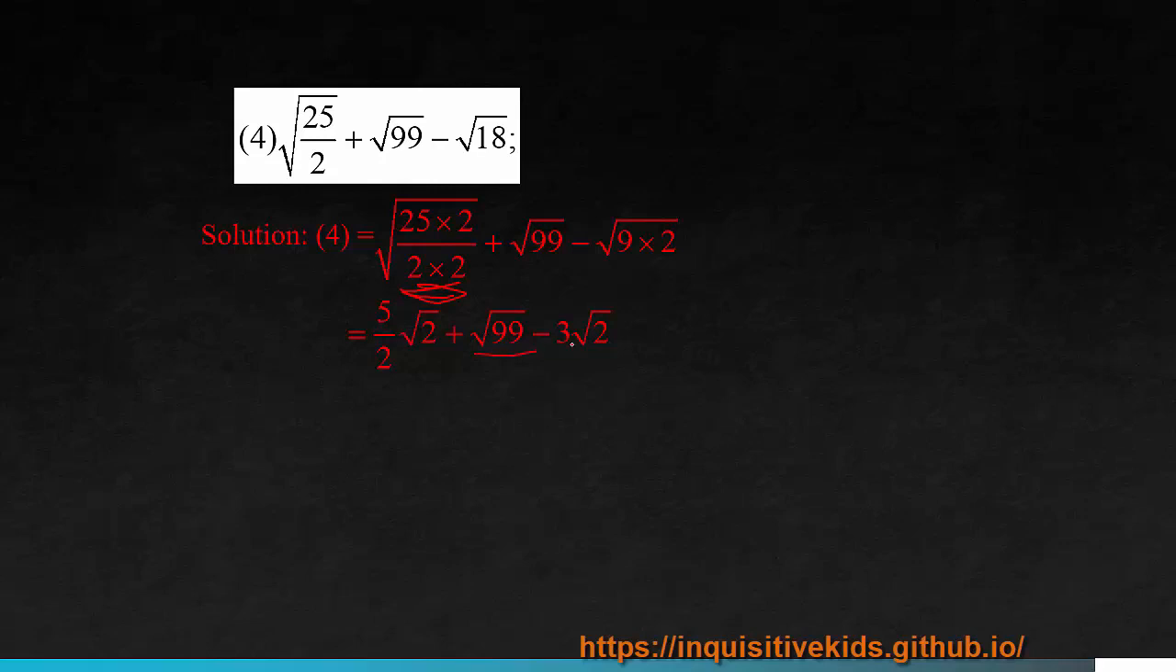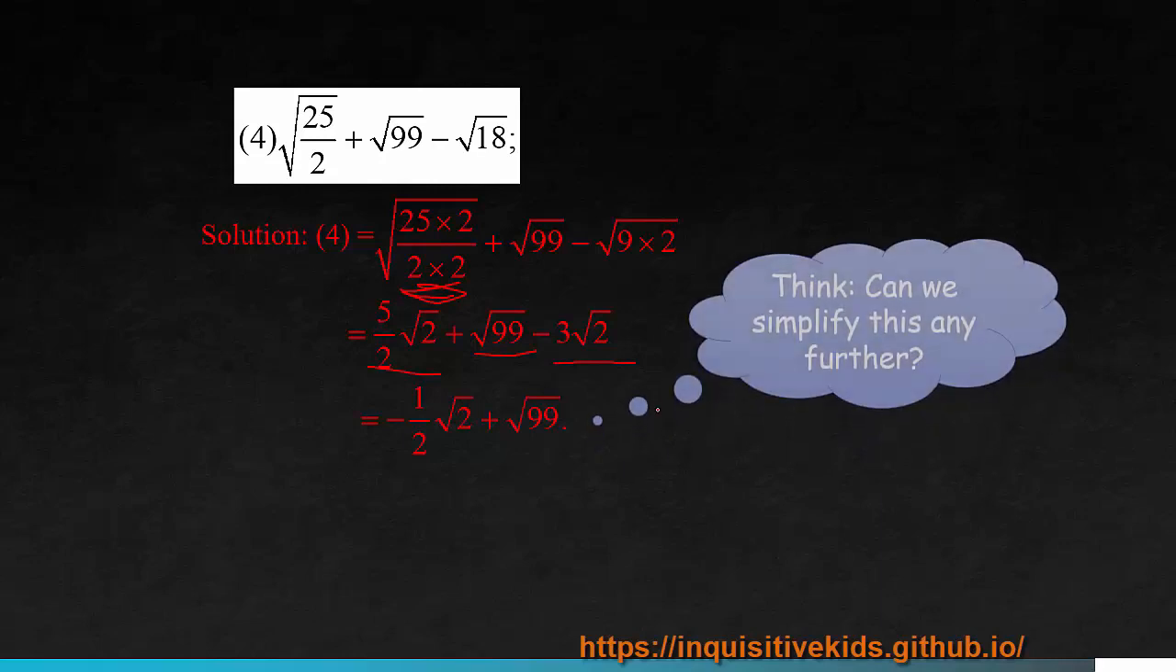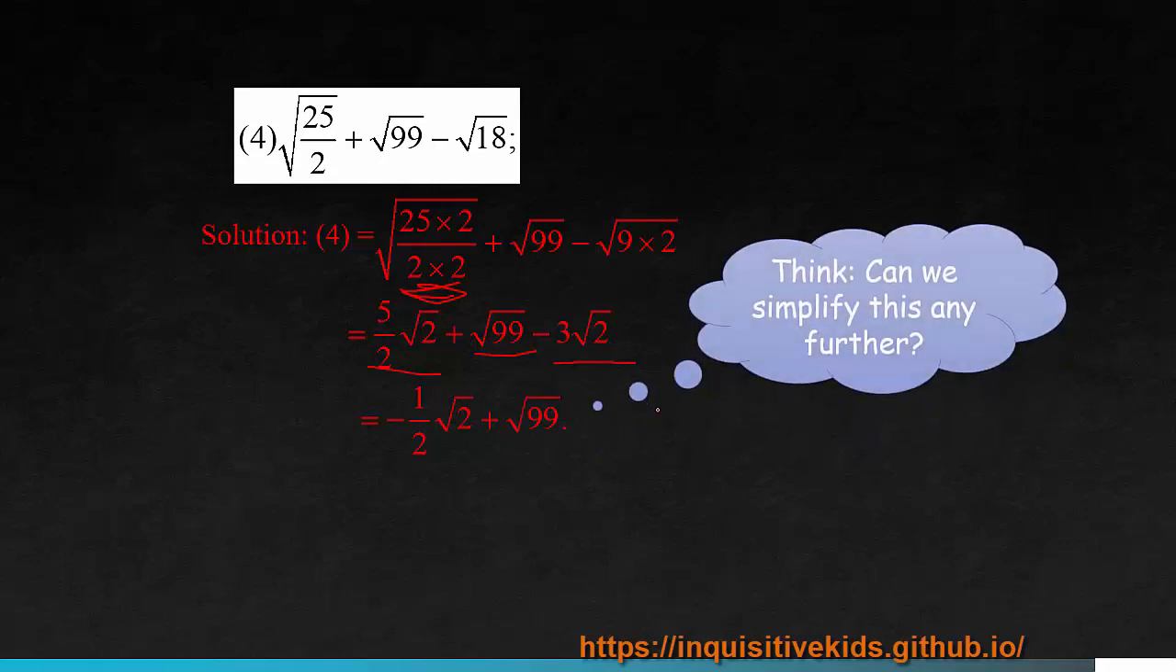We still leave the arithmetic square root of 99 as it is, and we simplified this arithmetic square root of 18 into a 3 times the arithmetic square root of 2. We combine like terms, this term and this term, to get 1/2 times the arithmetic square root of 2 plus the arithmetic square root of 99. Can we simplify this any further?